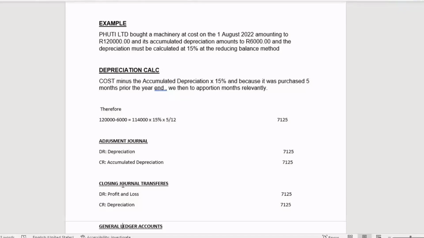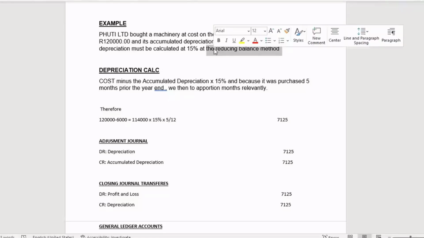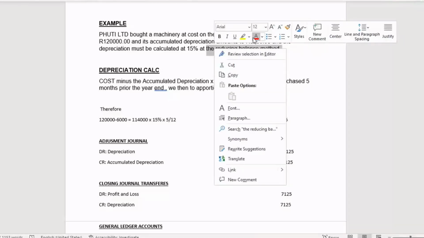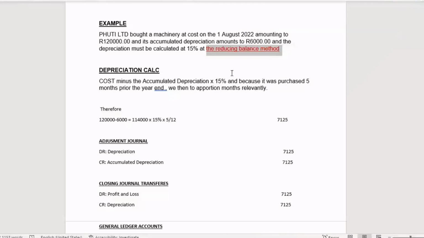Because we are now complying with the reducing balance method, the method says that you need to take the cost and then you minus your accumulated depreciation and adjust it by the rate given. All right, and then you're going to look at for how long you have had that asset. So it says here that it's the cost, and you minus the accumulated depreciation at 15%, and because it was purchased 5 months prior to the year end, we then have to apportion the months relevantly. This is how the workings have been done.